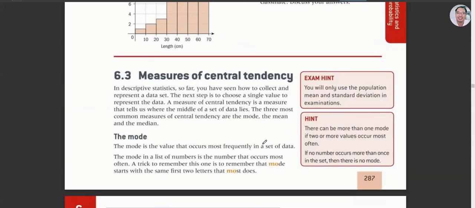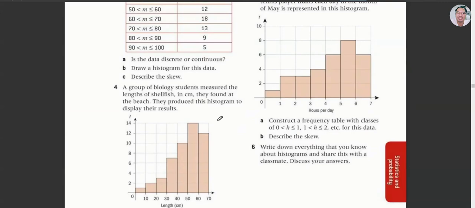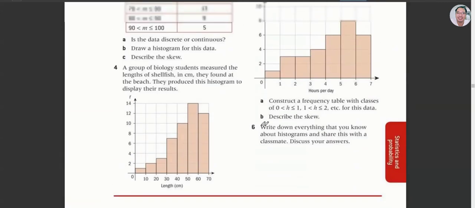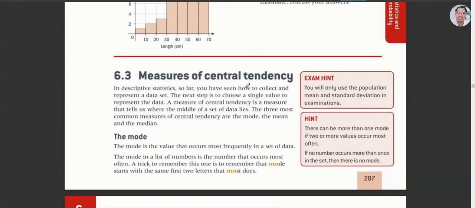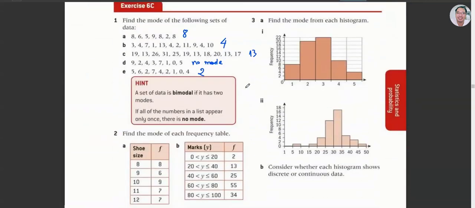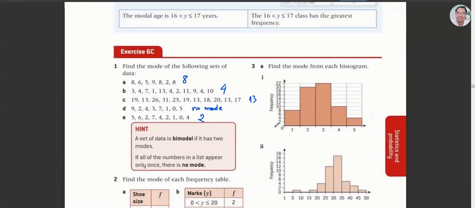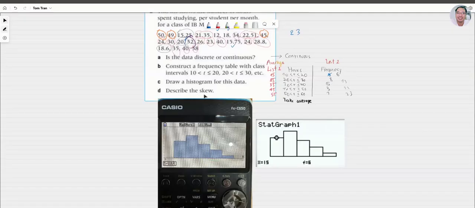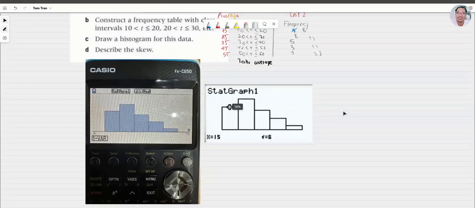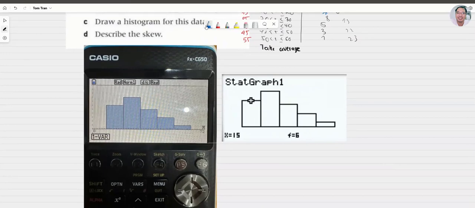I'll send you some recommended exercises later because we do not have too much time to do all the questions in this book. Moving on to the next question here. Find the mode of each frequency table. Oh, the last one. What about the skewness of this data? Negatively skewed? Yeah, exactly. Negatively skewed.